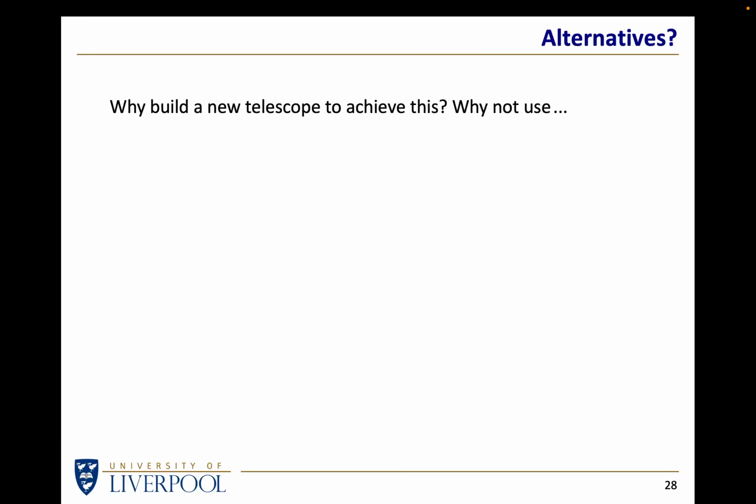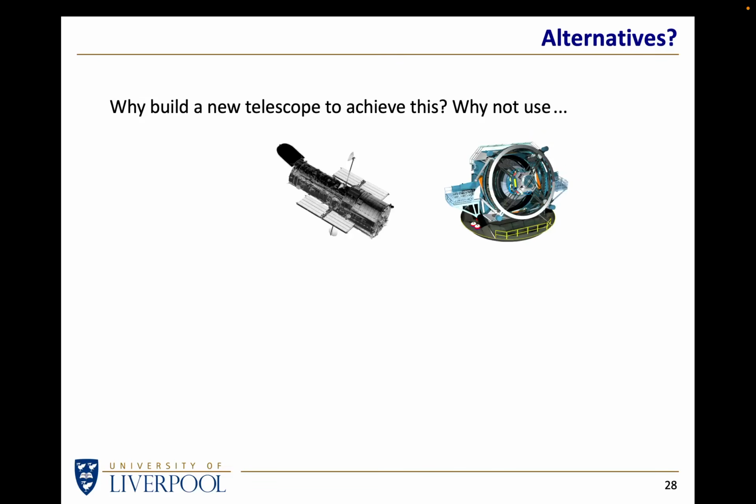Before I talk about the details of Gaia, you might say, well, okay, they want to produce a map of the stars, but why did they decide to build Gaia rather than use another telescope that already existed? For instance, we've got lots of great telescopes around. For instance, we've got the Hubble Space Telescope, which has fantastic resolution.